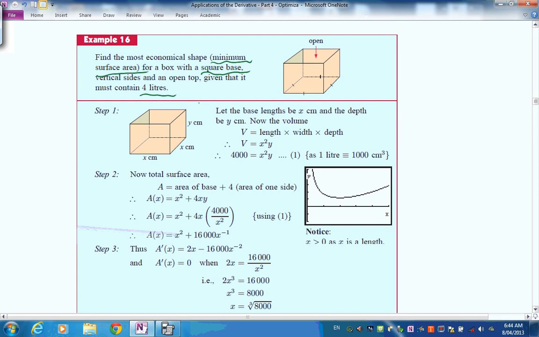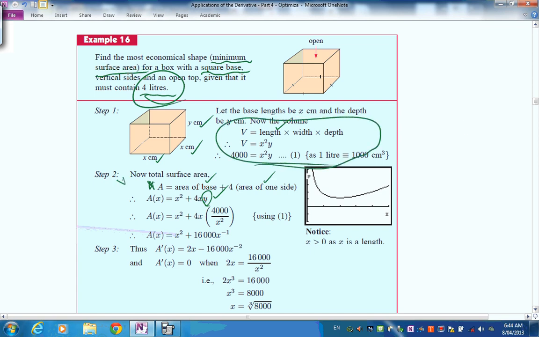So what we're going to say is it's square, so it's x by x and then y. The volume is, here we go, we want minimum surface area. I would generally go down here first. What's the area? It's that plus that. I'd look at my formula and say, hey, I want to get rid of that other variable. Then I would go and use the 4 litres, and this would come next in my view.